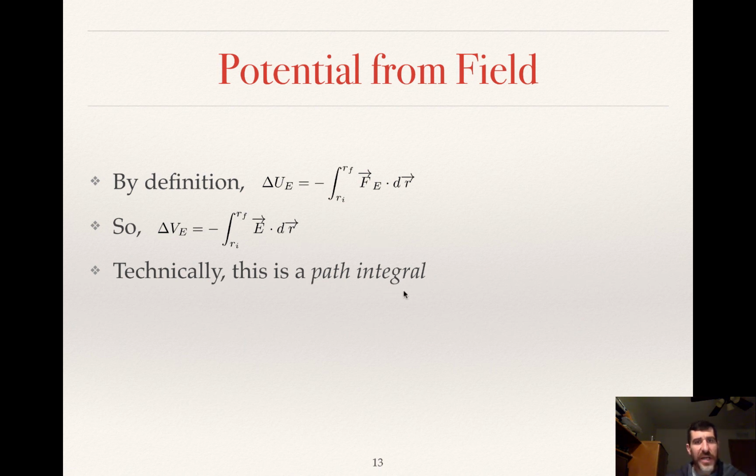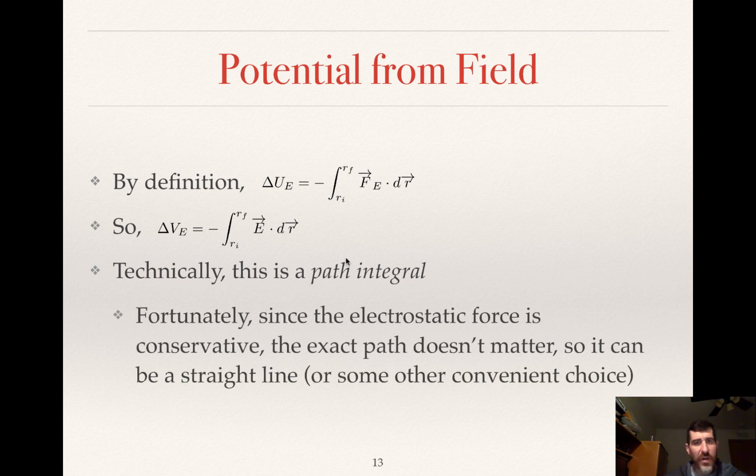And technically, this is what's known as a path integral, because you're integrating along some change in position, dr. However, fortunately, since the electrostatic force is conservative, remember, for conservative forces, the work done doesn't depend on the exact path. So in fact, the electric potential doesn't depend on the exact path we take here, so we can always choose that to be a straight line, or in some cases there are other convenient choices.